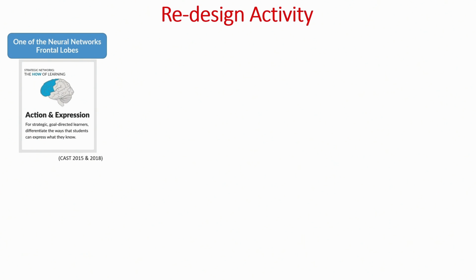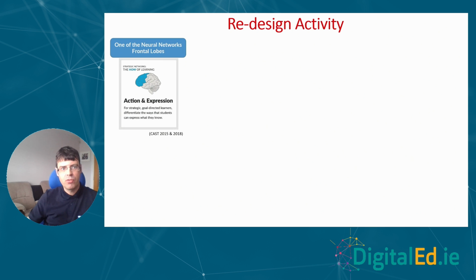My redesign activity was looking at one of the three neural networks, the frontal lobe, which is the how of learning, so providing learners with multiple means of action and expression. How I did that was I provided a choice for an assessment handout, similar to what Debbie explained for her example.